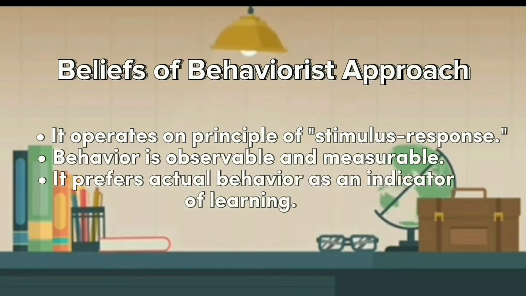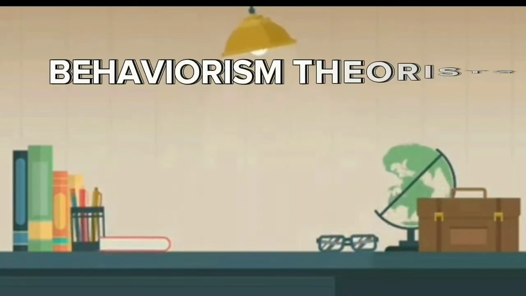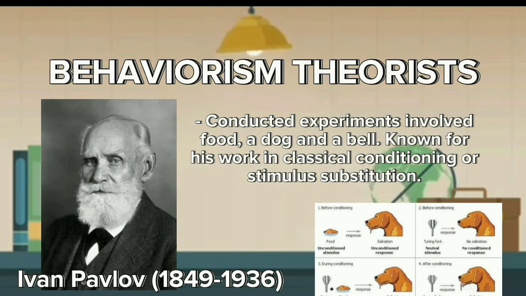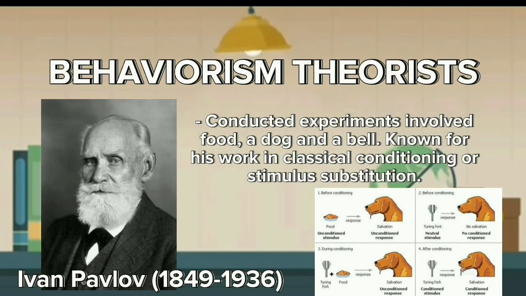Beliefs of the behaviorist approach. It operates on the principle of stimulus-response. Behavior is observable and measurable, and it prefers actual behavior as an indicator of learning. Behaviorism theorists. We have Ivan Pavlov, 1849 to 1936, who conducted experiments involving food, a dog, and a bell, known for his work in classical conditioning or stimulus substitution.